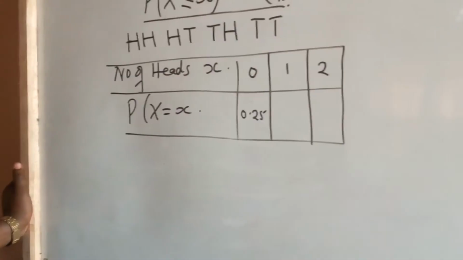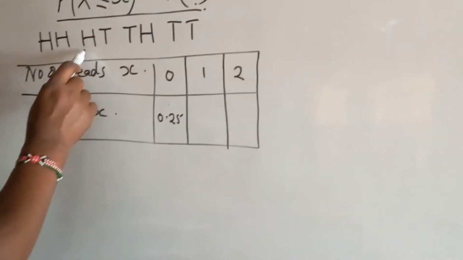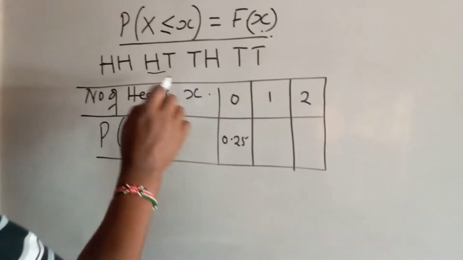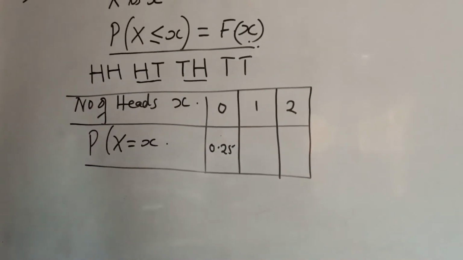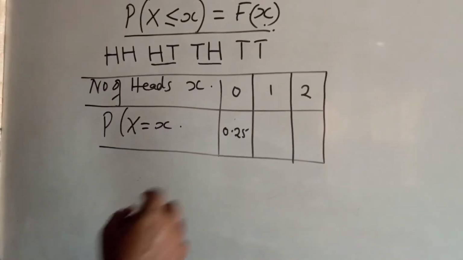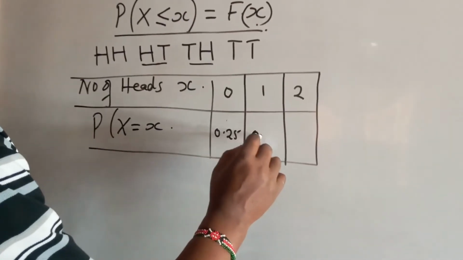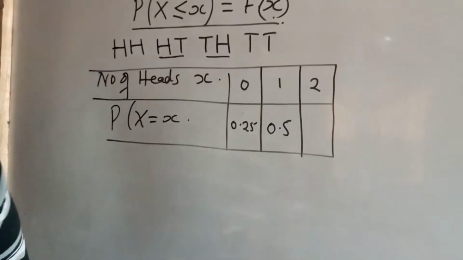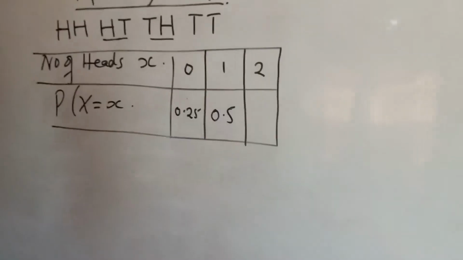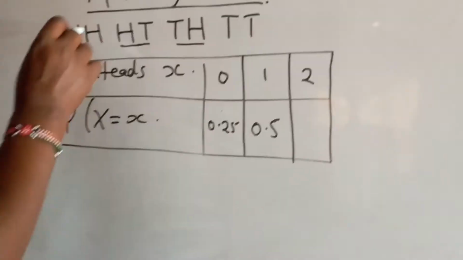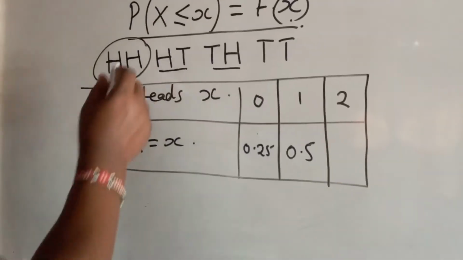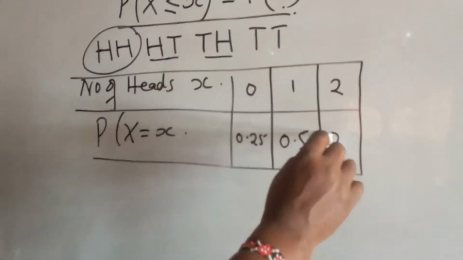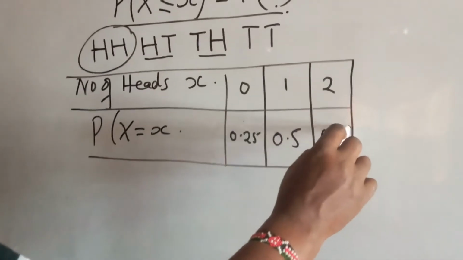What is the probability that we can have 1 head? We have 1 head there and 1 head there. So 2 out of 4 is simply a half, 0.5. What is the probability that we can have 2 heads? We can only have 2 heads at that particular point, and the probability is 1 out of 4, which is 0.25.